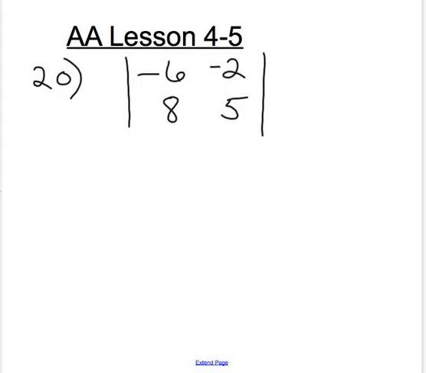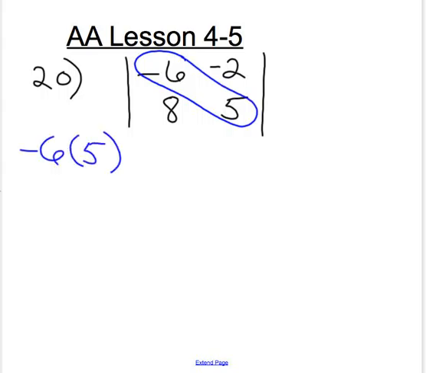This is a homework help video for Advanced Algebra Lesson 4-5, Determinants. We're going to look at three problems, the first being number 20, which asks you to find the determinant for a 2x2 matrix. In order to find the determinant of the 2x2 matrix, I have to first multiply the main diagonal, which I am circling in blue.